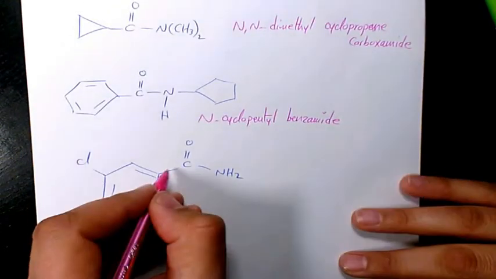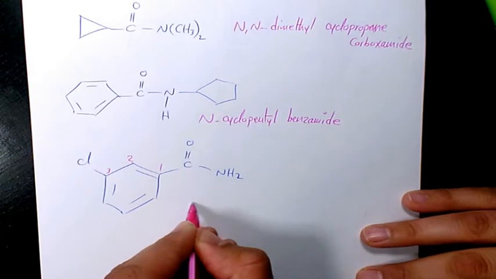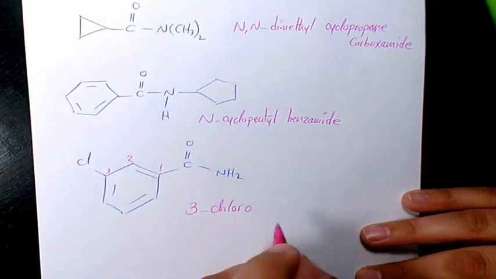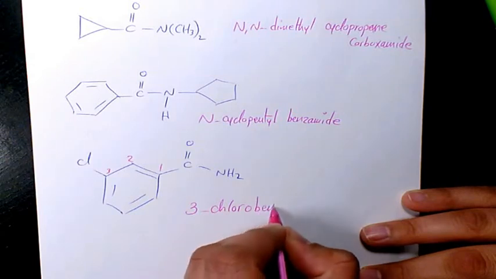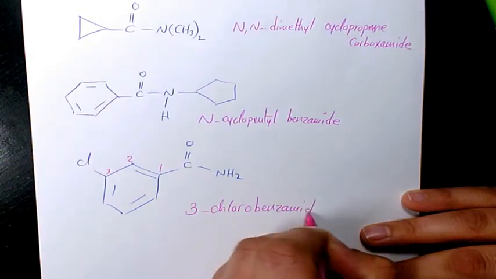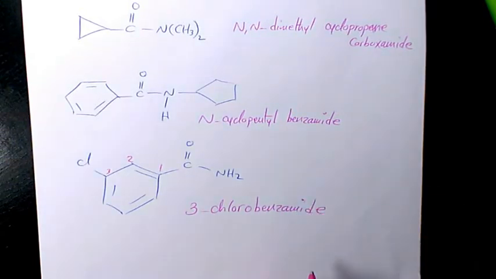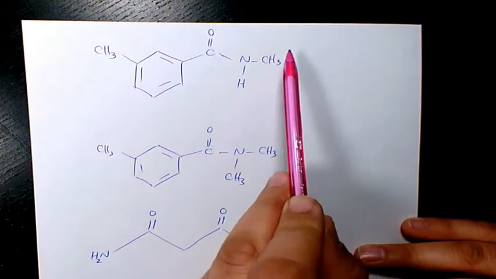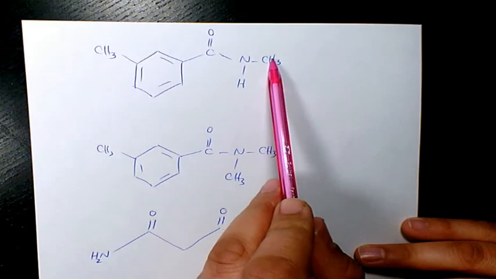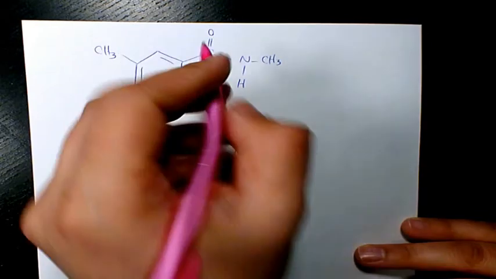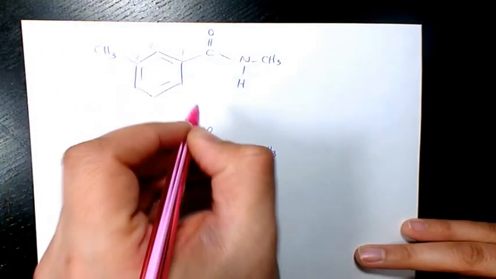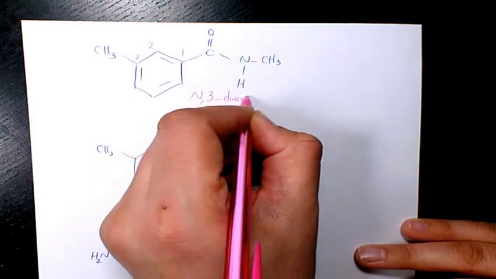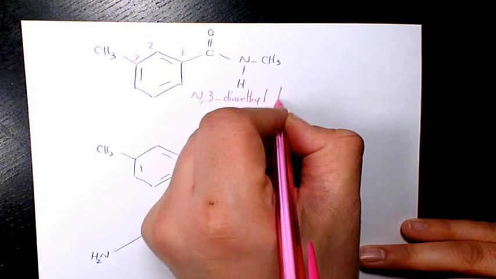Here 1 2 3 chloro benzamide. How do you name this one? From these 2 hydrogen, one of them is substituted with methyl. Here we have another methyl, 1 2 3, so it's going to be N, N, 3 dimethyl benzamide.